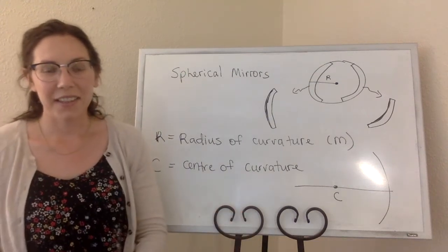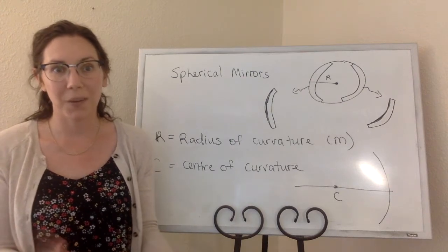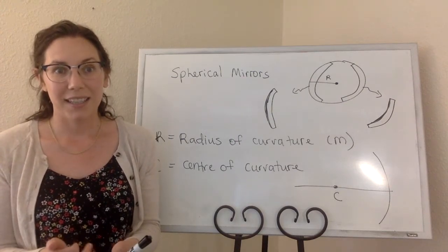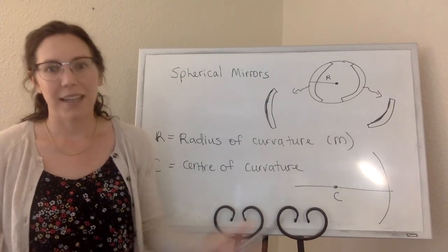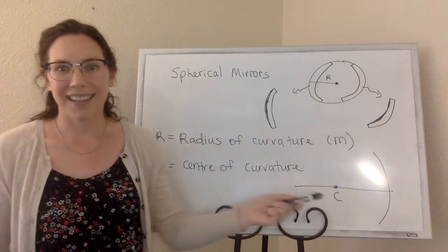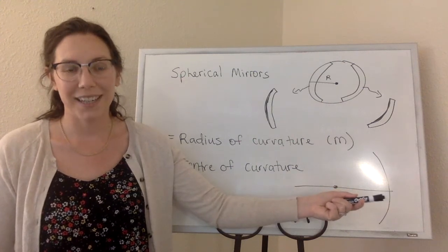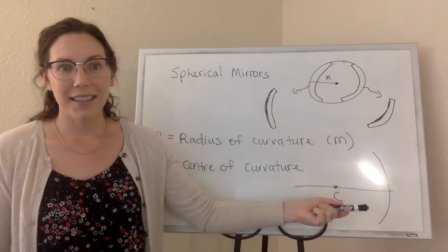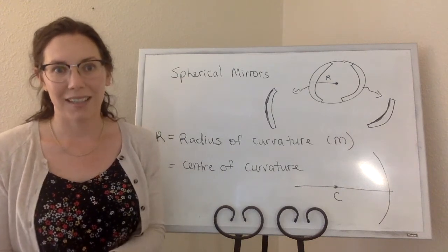Okay, and then there's C, the center of curvature, which is the point where the center of the sphere would be located. So it's at a distance of r from the center of the mirror. So what I mean is that if we were to draw the mirror on an axis here, usually there's an axis that's drawn through the midpoint of the mirror and perpendicular to the surface of the mirror. And this axis is called either the principal axis or the optic axis.